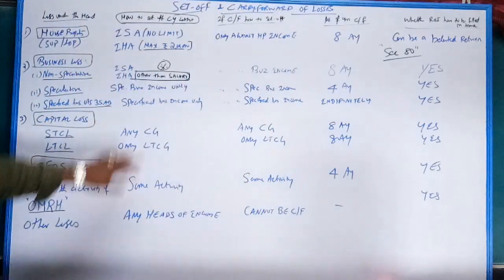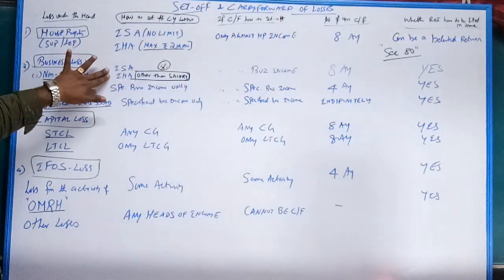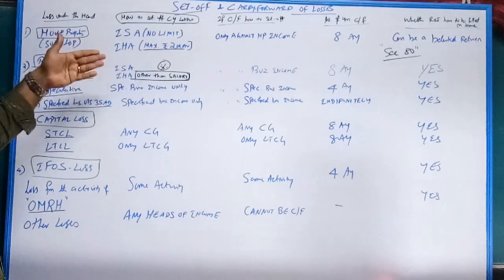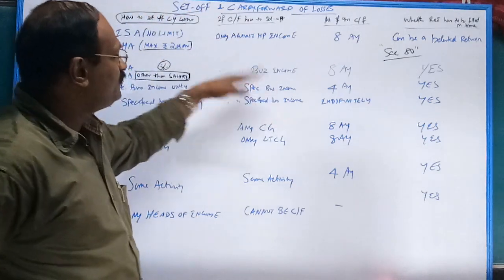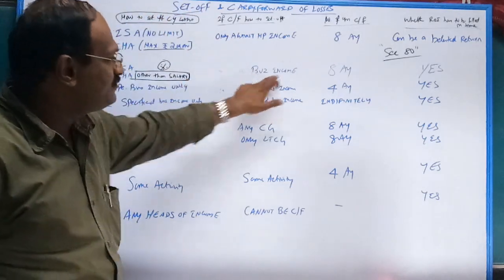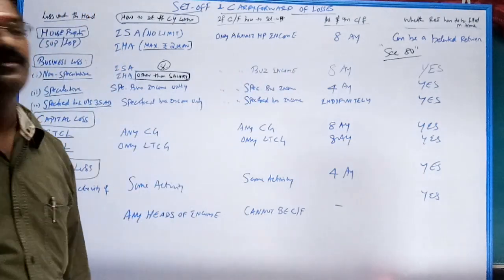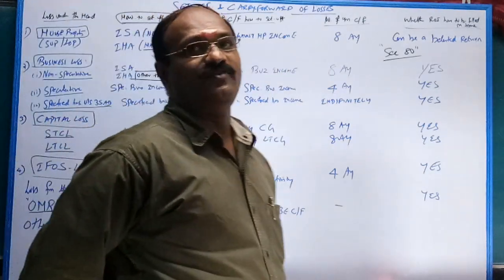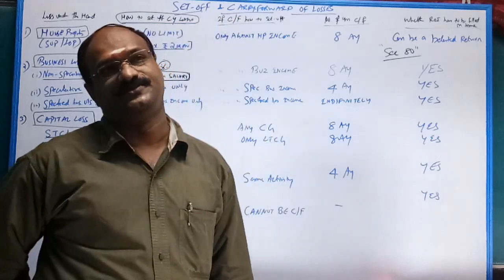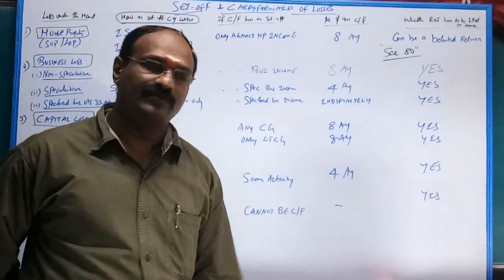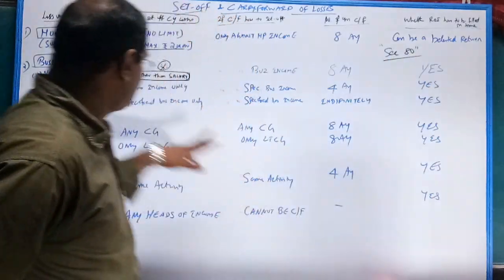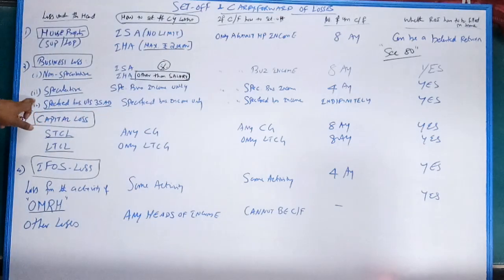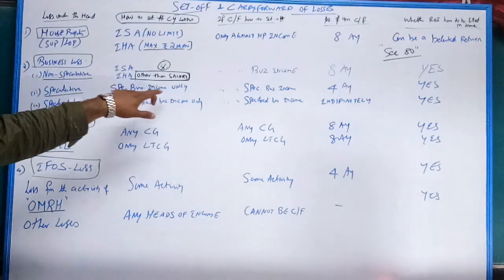Fine. Then after set off of losses, if there is still a loss, it can be carried forward to set off only against business income. Only against business income. Number of years of carry forward: 8 assessment years. Whether the return has to be filed in time? Yes. Next, speculative loss. Speculative business loss.